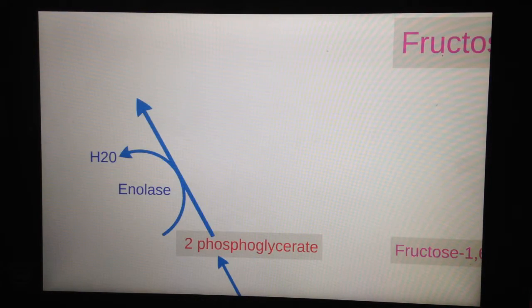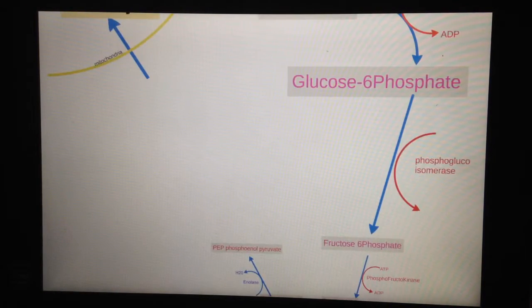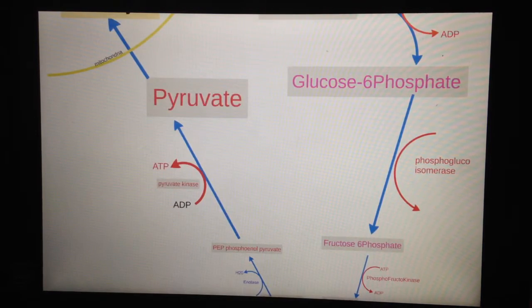The next step is 2-PG turning into PEP, phosphoenolpyruvate, by an enzyme called enolase. And the final step of glycolysis is PEP turning into pyruvate, finally. And we also get 1 molecule of ATP. The enzyme is pyruvate kinase, and it's really easy to remember because, again, we have the ATP and we have the kinase, and we have pyruvate from pyruvate kinase.